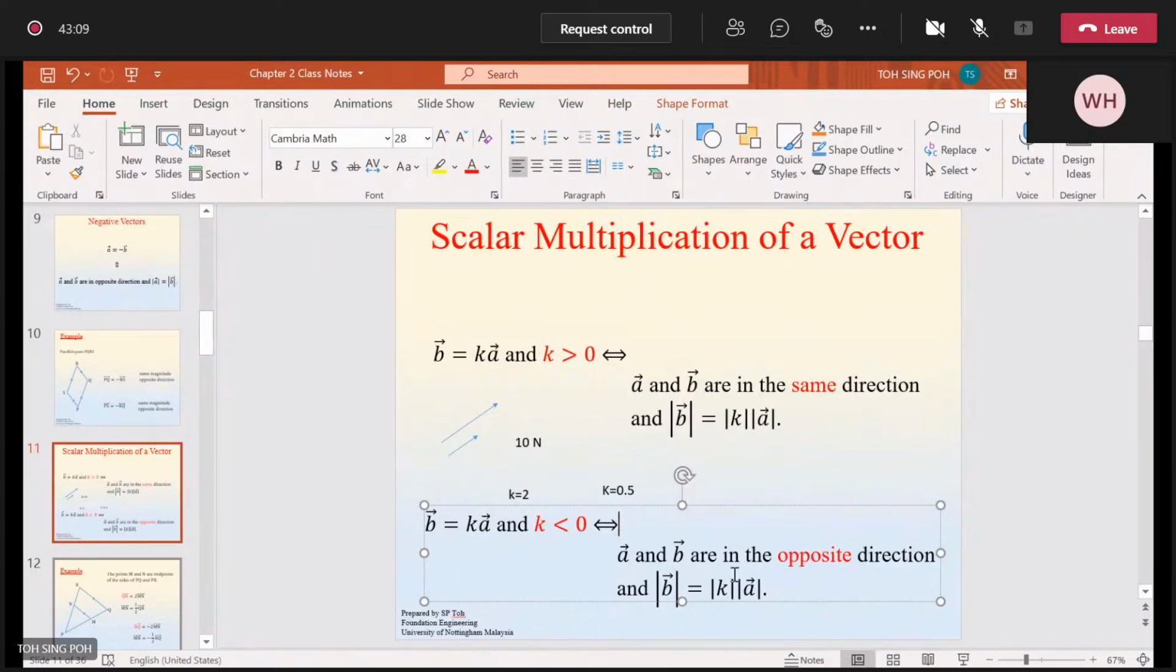But if K is less than 0, then the effect is that you reverse the direction of vector A. It will point in the opposite direction. But for the magnitude, you forget about the negative sign, you take the magnitude of K, you multiply it with the magnitude of A, and you get the magnitude of B.